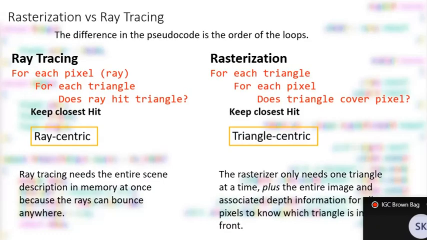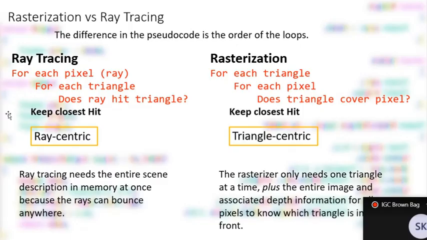Now let's look at what is the difference between rasterization versus ray tracing. Starting with ray tracing, here is the very high level shader code. For each pixel or each ray, it looks at each triangle and asks the question, does the ray hit the triangle? And it keeps the closest hit, meaning the triangle that the ray hits first.